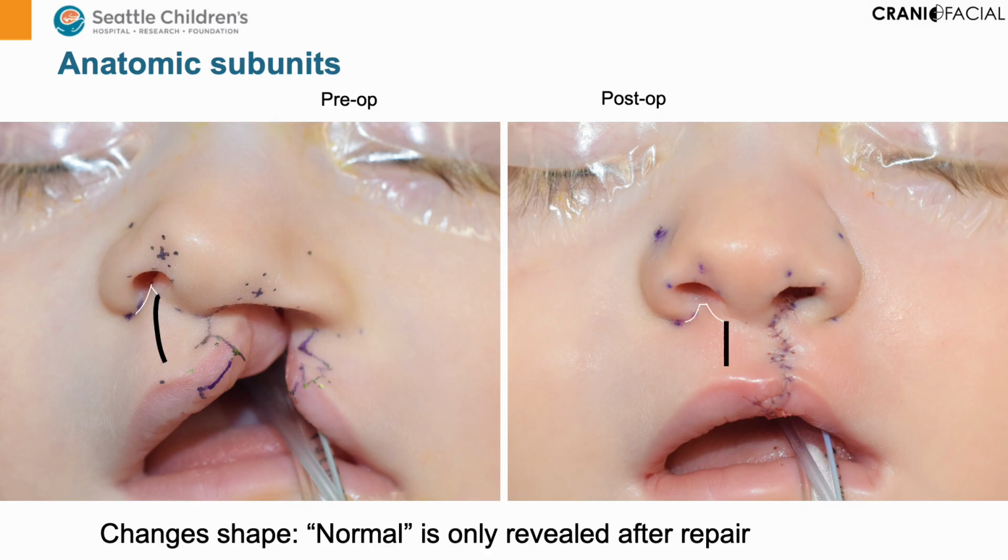As for the anatomic subunits, they change through surgery, and normal is only revealed after surgery. If you look at the shape of the subunit of the upper lip as it transitions to the nasal sill, this is in white. It's an inverted V pre-op, but post-op you can see how a valley has developed in the middle of this. And so that anatomic subunit changes through surgery.